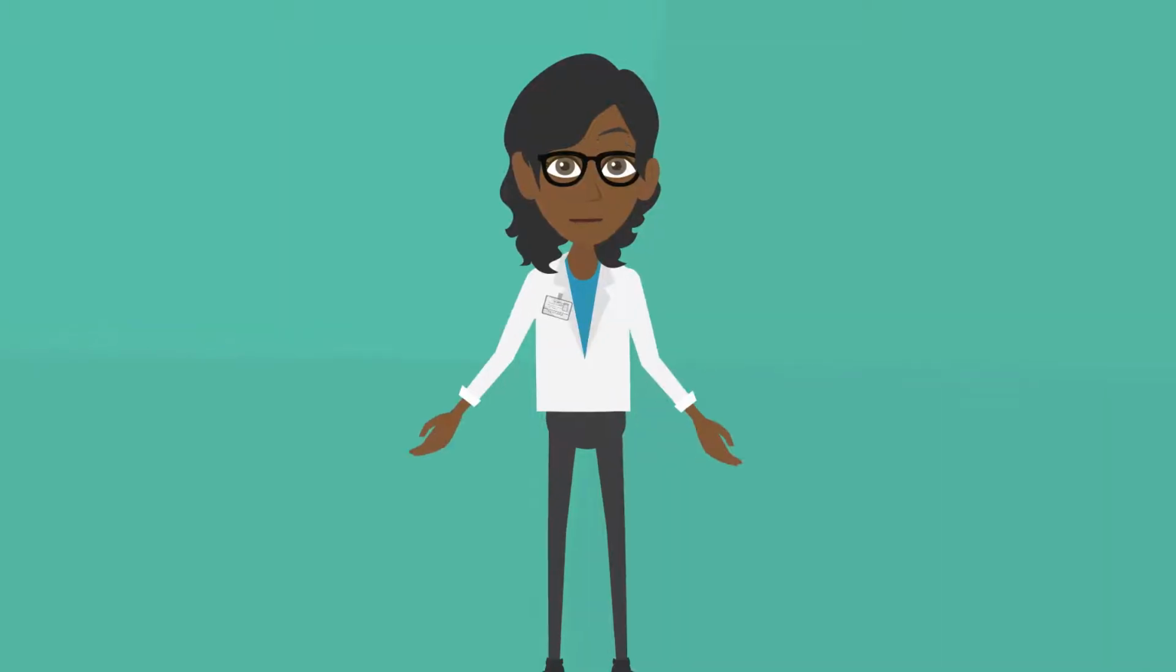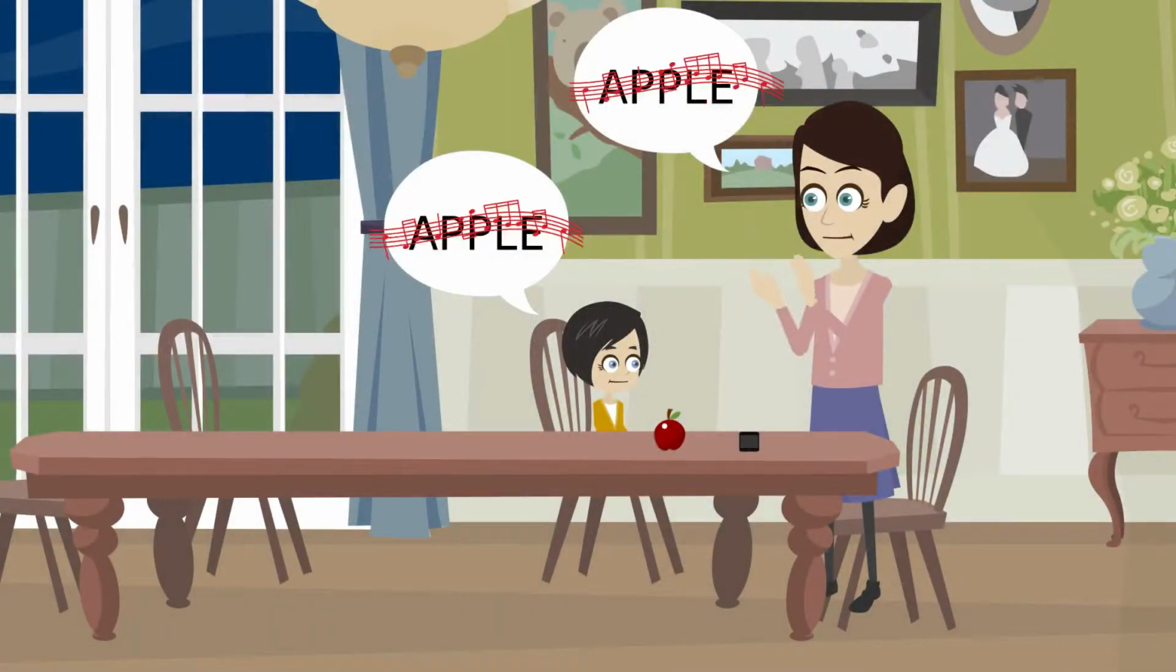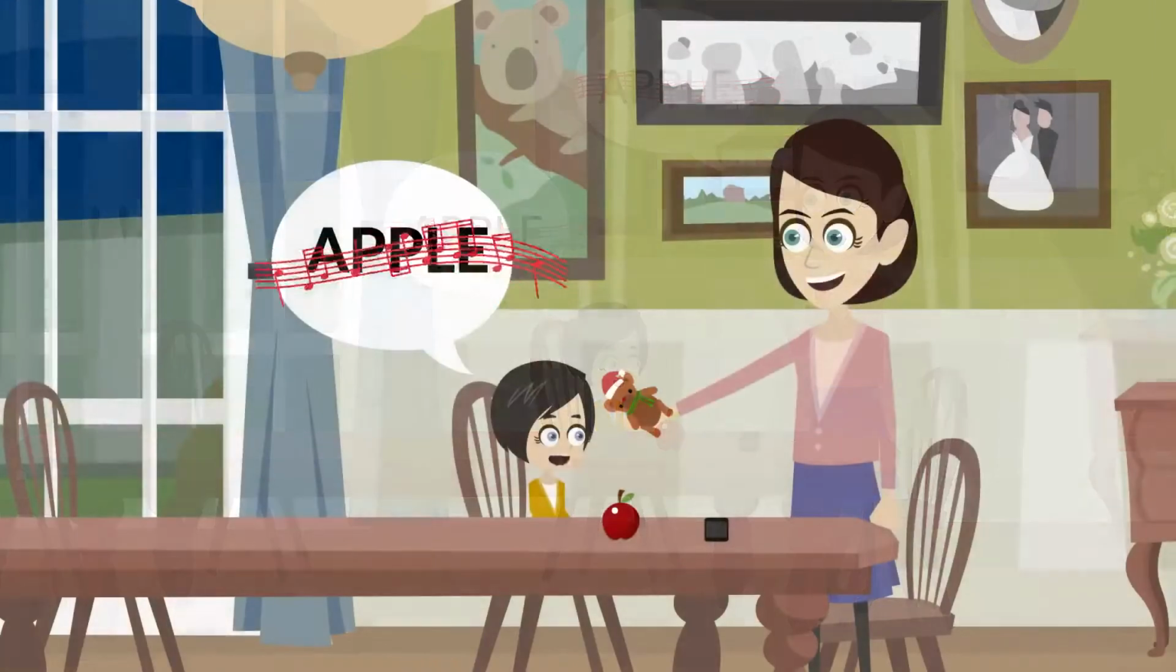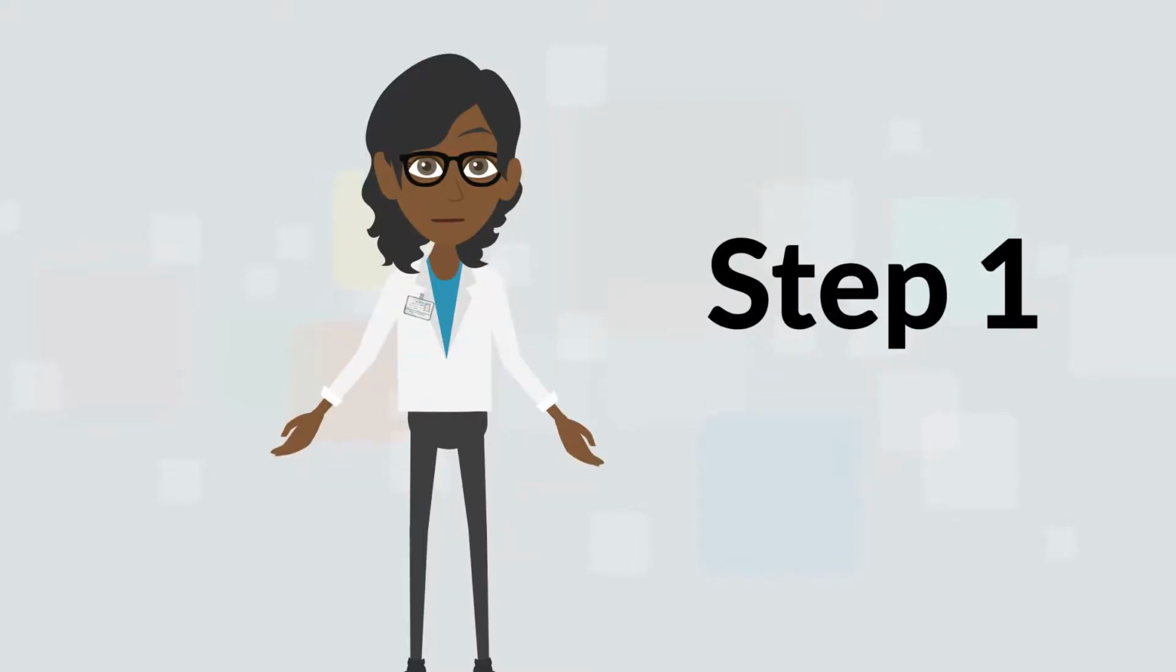So again, these are the general 10 steps in a nutshell. Move through all 25 words until the child can say them all. If the child skips ahead in any of the steps at any point, for example, if he or she jumps to singing apple while you're at the clapping step, provide the reward and skip ahead to that step. Start each target word at step 1.